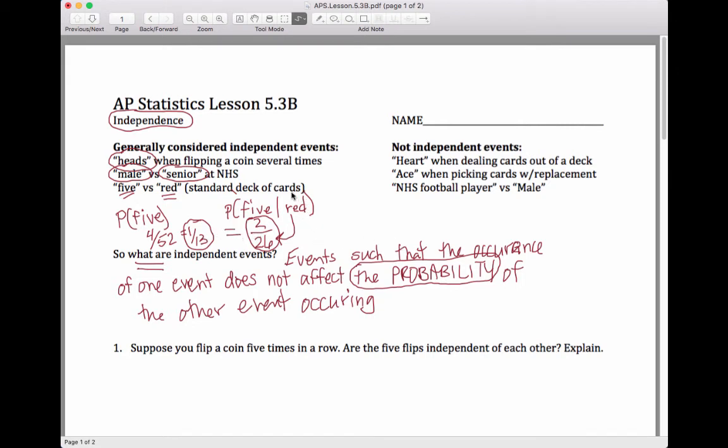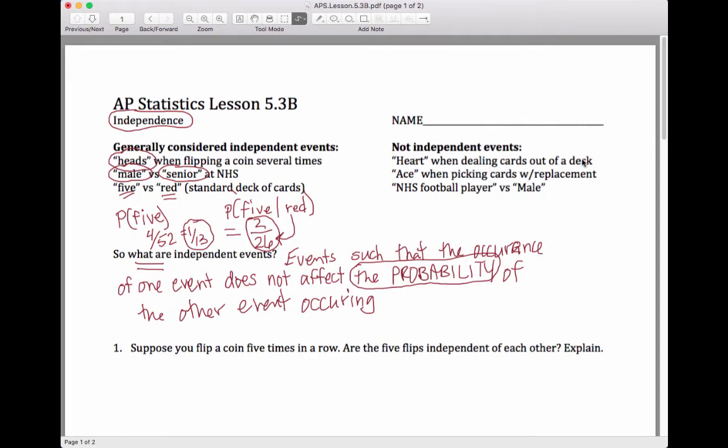So the occurrence of being a red had no effect on the probability of it being a 5. This is what independent events look like. So some examples of not independent events: the probability of picking a heart when you're dealing cards out of a deck. The probability of a heart is going to change every time you get a heart.